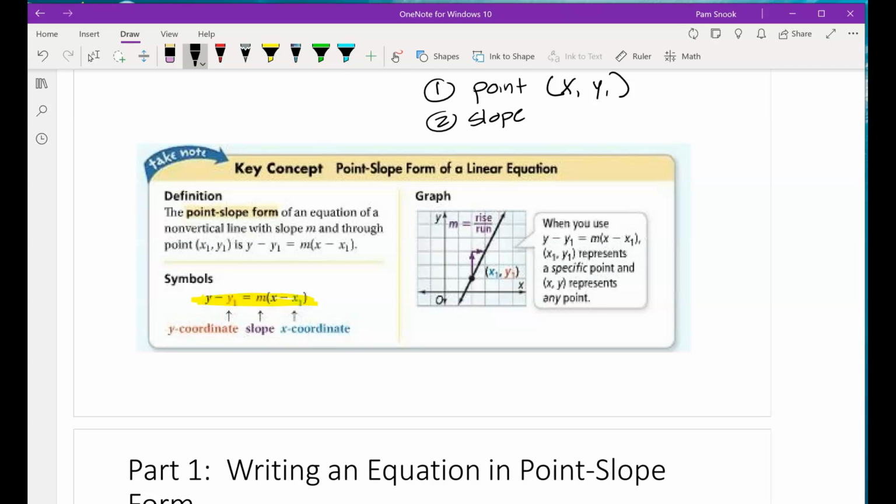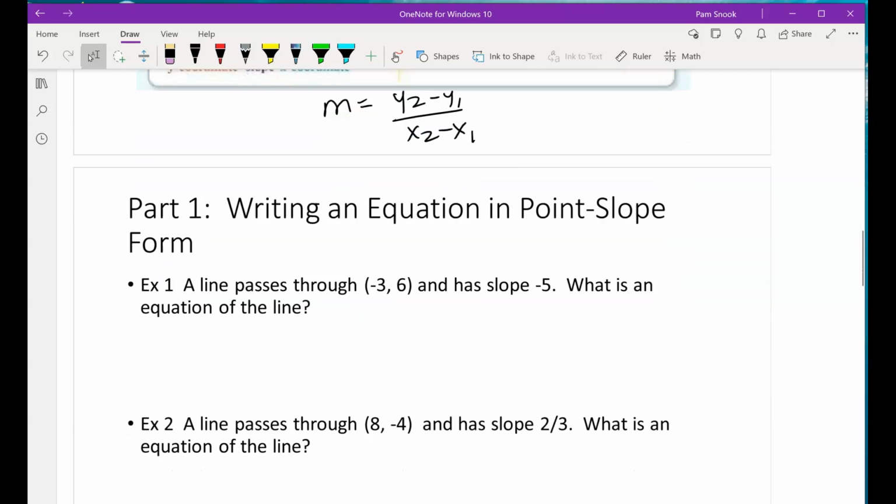And then slope, you can get it from rise over run. So if you have a graph, you can count up how many boxes and over how many boxes. Or you can use the slope formula, which you may remember is slope is y2 minus y1 over x2 minus x1. And you would use that if you have 2 points. So let's do some practice with this.